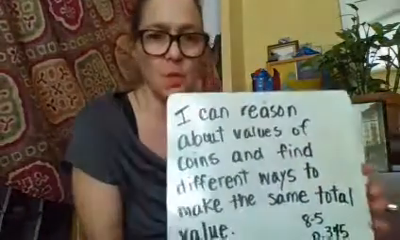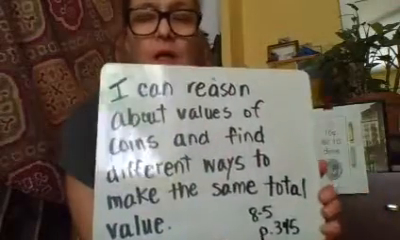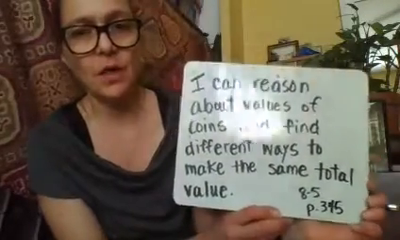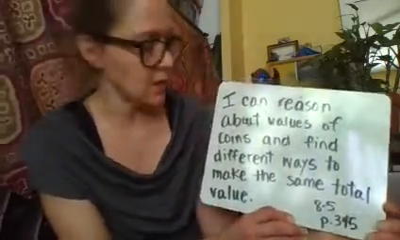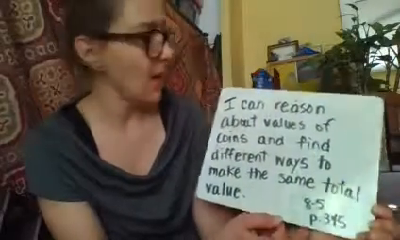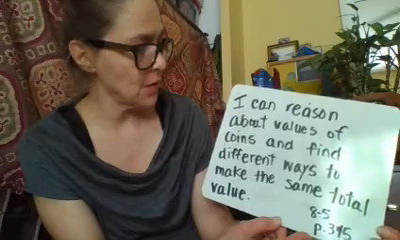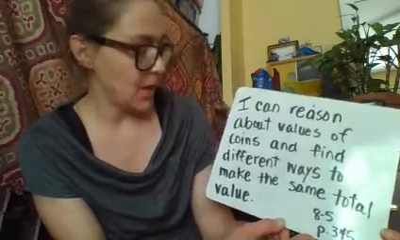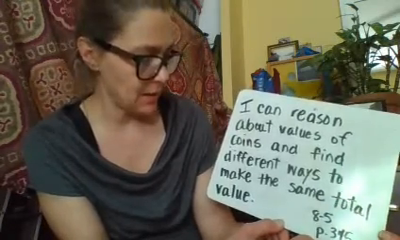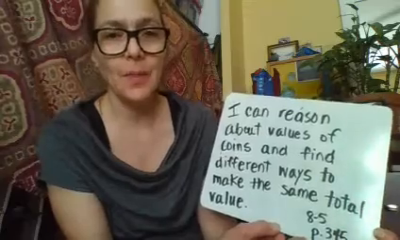Okay, all right, so let's get started. The I can statement for 8-5 is long. It's longer than it's been this whole unit, and it's right here. I'll read it with you, and you can read along in your book. It's at the top of page 345. I can reason about values of coins and find different ways to make the same total value.